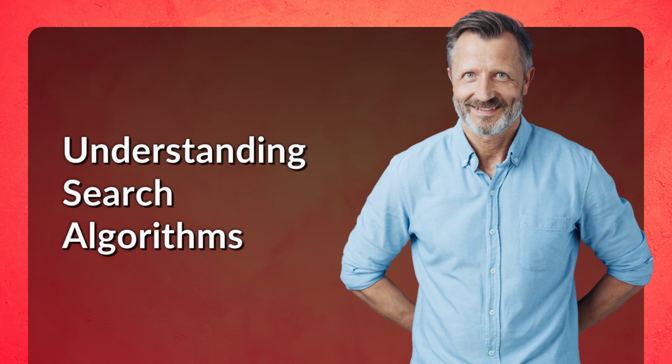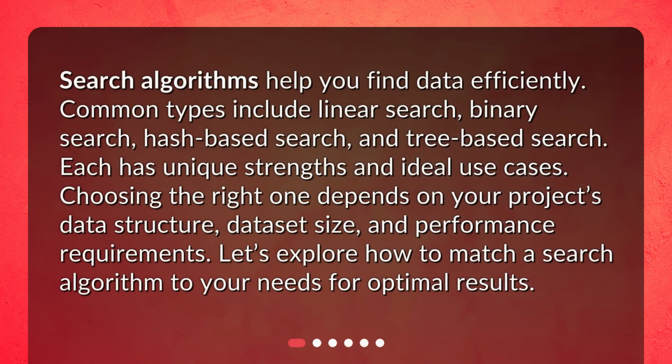Understanding search algorithms. What search algorithms help you find data efficiently? Common types include linear search, binary search, hash-based search, and tree-based search. Each has unique strengths and ideal use cases. Choosing the right one depends on your project's data structure, dataset size, and performance requirements. Let's explore how to match a search algorithm to your needs for optimal results.